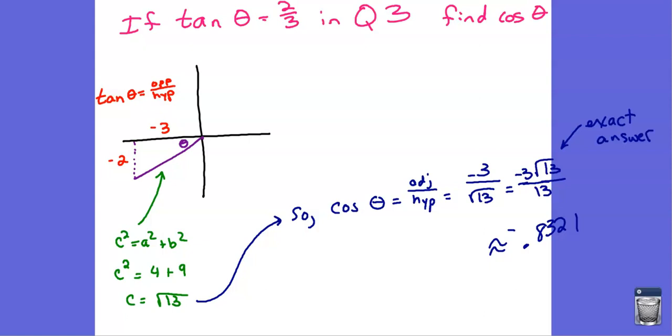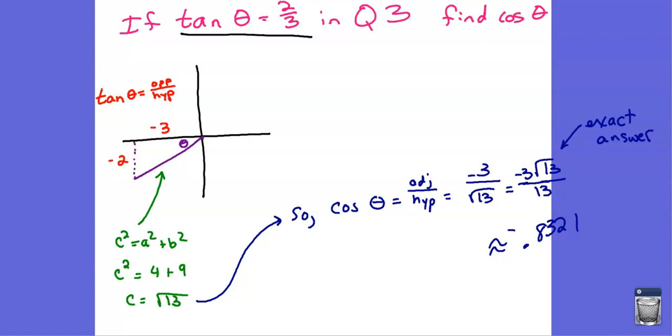So if tangent of theta equals 2/3 in quadrant 3. So here I already have it drawn out for you. Here they gave me this information. So I went to, and it says quadrant 3. So I drew a reference angle in quadrant 3, and it said tangent is 2/3. So notice I have tangent is opposite over hypotenuse.